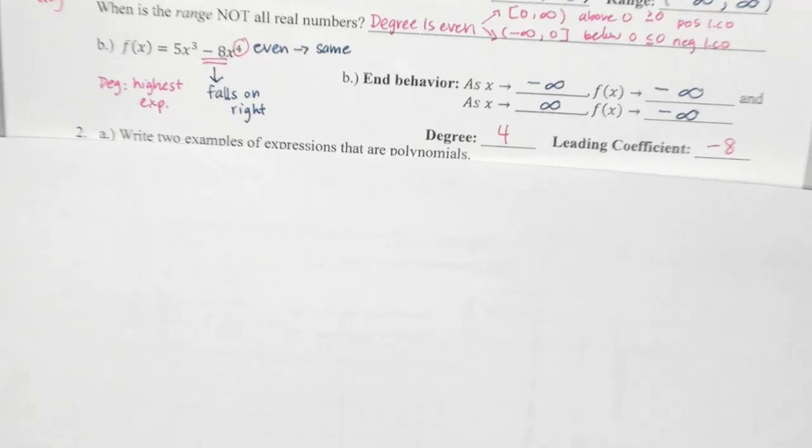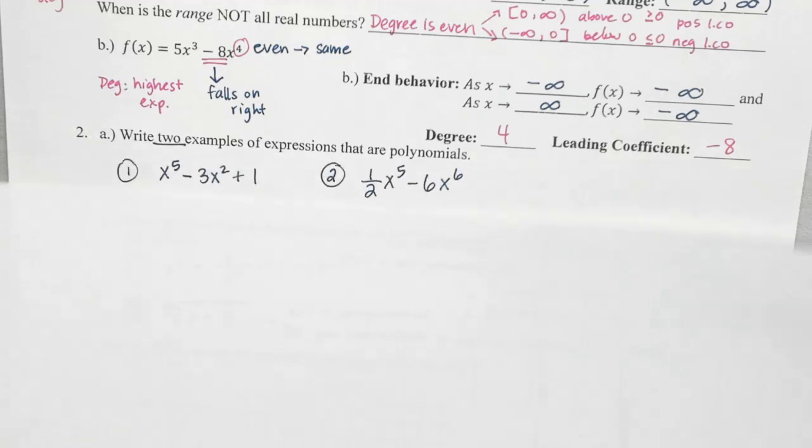Any questions for me on number 1? You can tell there's a lot of stuff with your degree and your leading coefficient here. So you had to write 2 examples of expressions that are polynomials. You can have x to the 5th minus 3x squared plus 1, 1/2 x to the 5th minus 6x to the 6th. Okay, and then again, this just says polynomials.